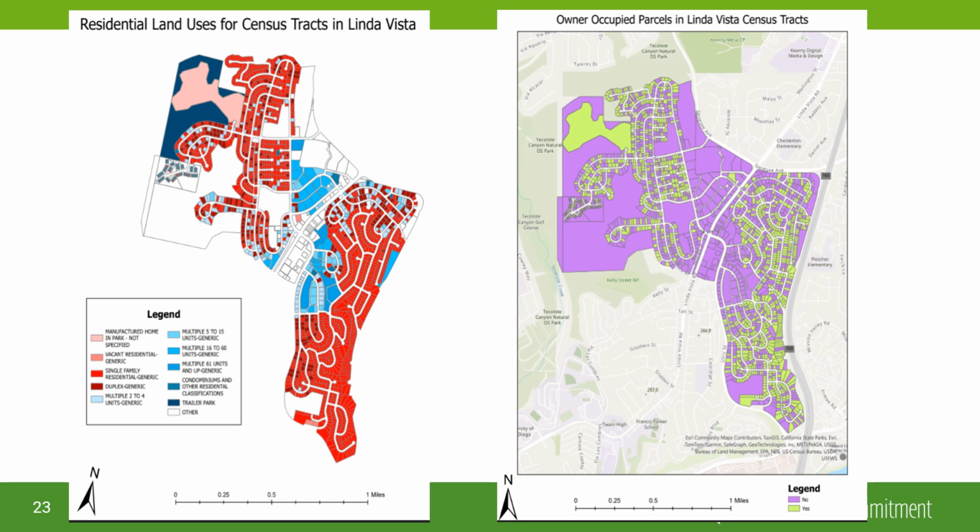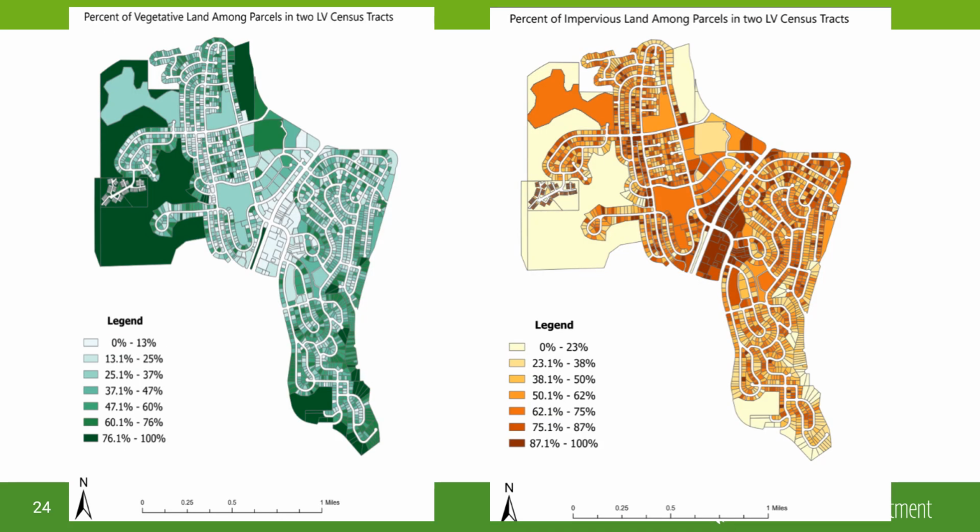On the left are different residential types. On the right are owner and renter occupied parcels from county property records. Percent soil, grass, or shrubs show which parcels have more space to grow more trees, shown on the left. If a parcel is covered by buildings and pavement, shown on the right, there won't be spaces to plant trees.